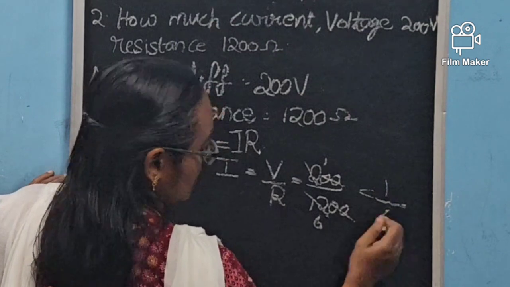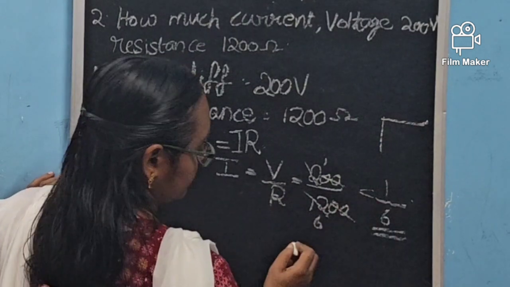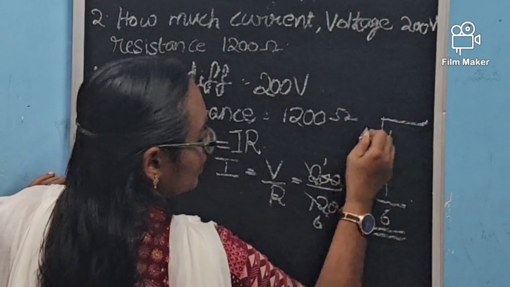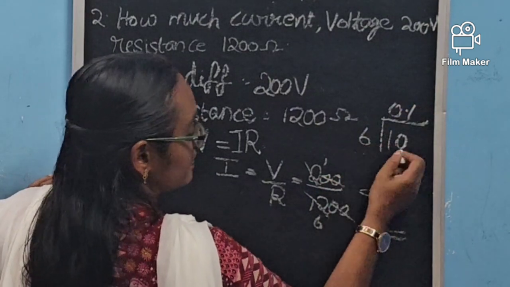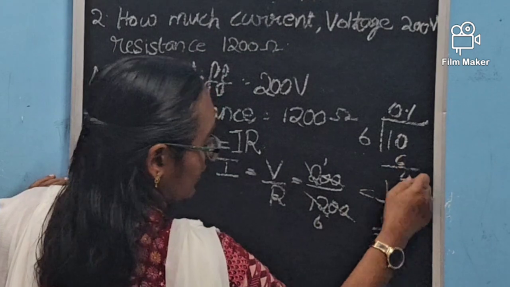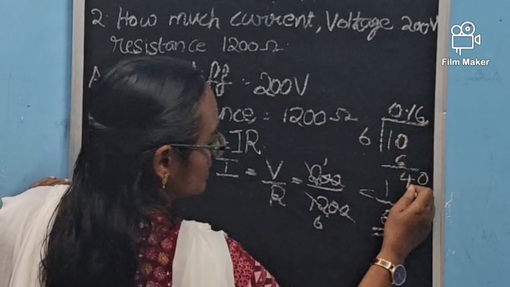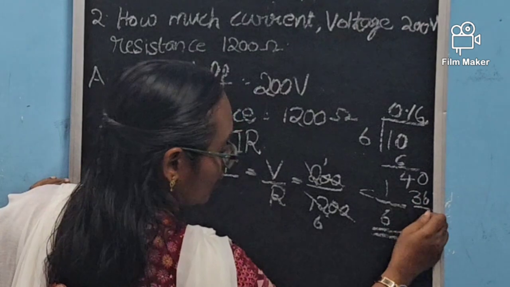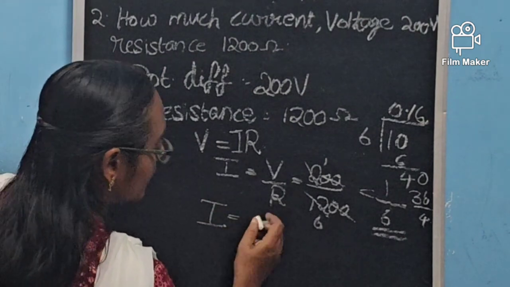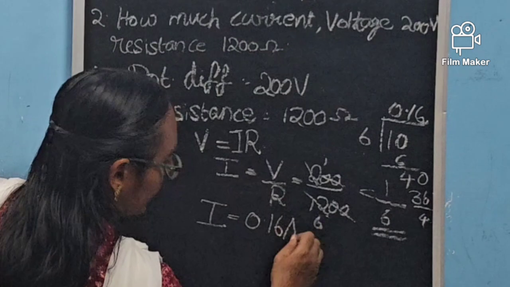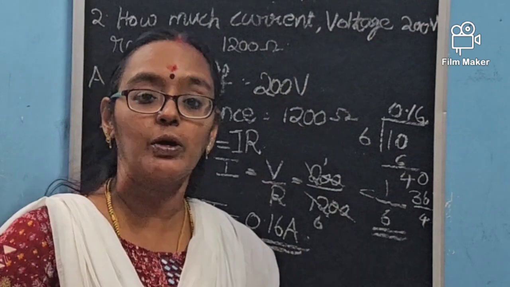So 1 by 6. We have to convert it into decimal form. 0 point, and we are adding 0, it will become 10, and 1 time 6, 4, remaining 4 and 14. How many times? 6 times 6 is 36, 4. Like that it will go. So what will be the current? Current drawn will be 0.16 ampere. This is how we have to solve this kind of questions. Shall we go to the third one?